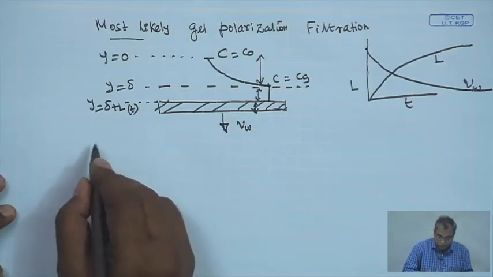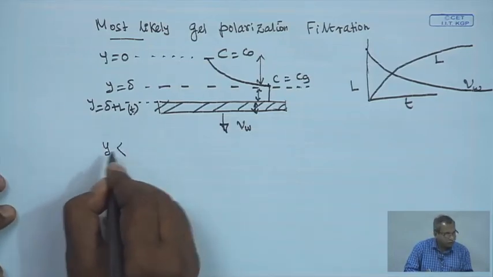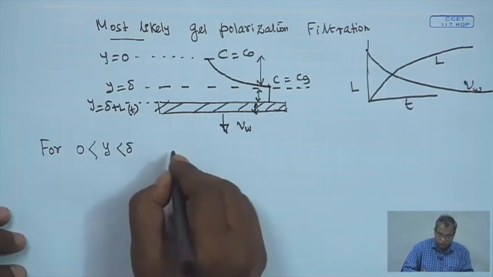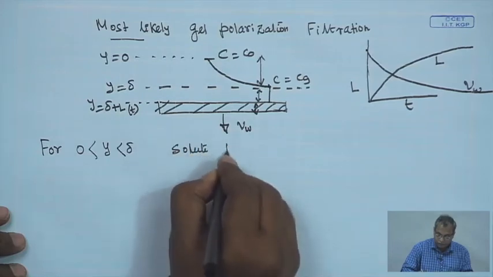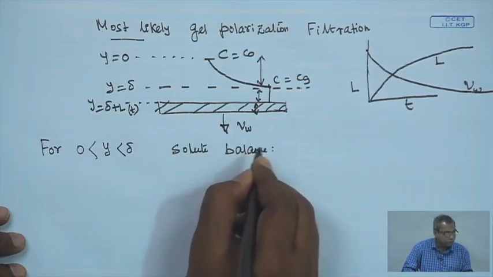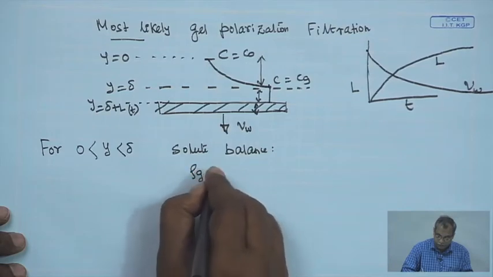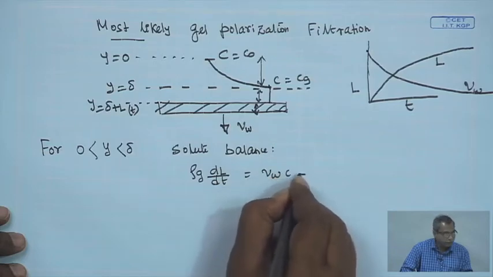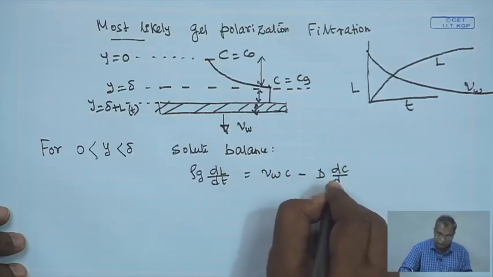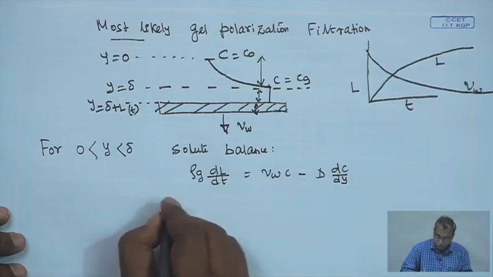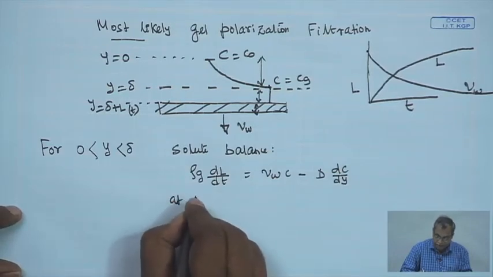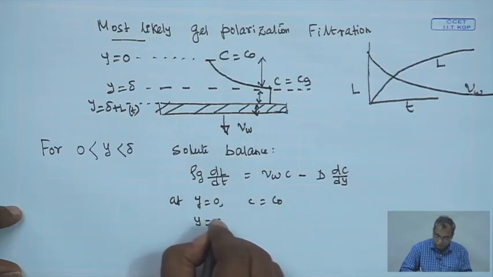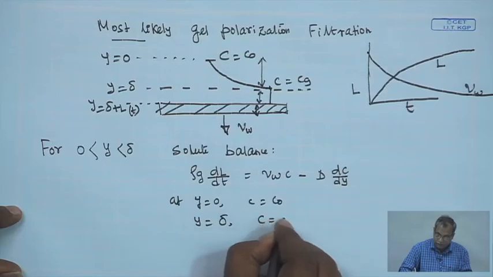So, now we write down the mass balance equation within the mass transfer boundary layer. The solute balance equation: rho g dL/dt, this is the accumulation term, is equal to V w c minus D dc/dy, and the boundary condition it should satisfy is that at y equal to 0, c is equal to c naught, and at y equal to delta, c is equal to c g.